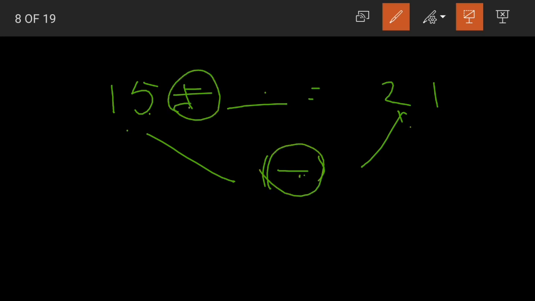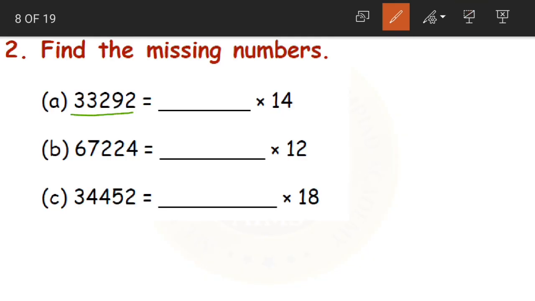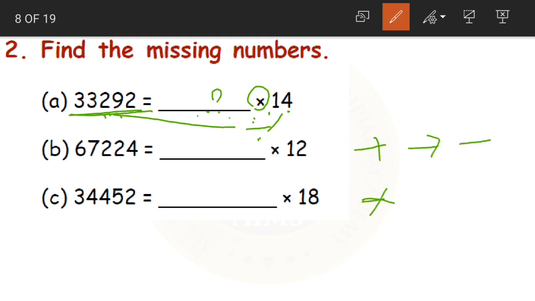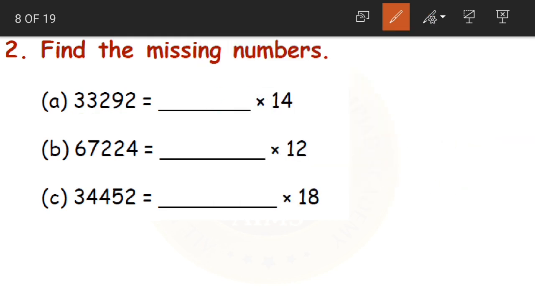So we subtracted. In the same way, here one of the numbers in the multiplication is missing, but the product is given here. So what should you do? You should divide these two. The opposite of multiplication is division. For addition we subtracted. In the same way, to find the number that is to be multiplied with, we need to divide. So how do we find the answer for this?